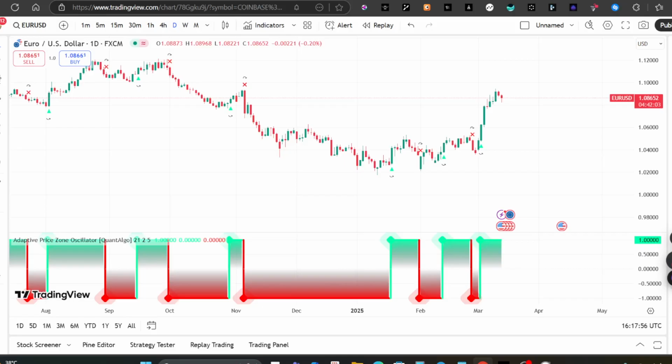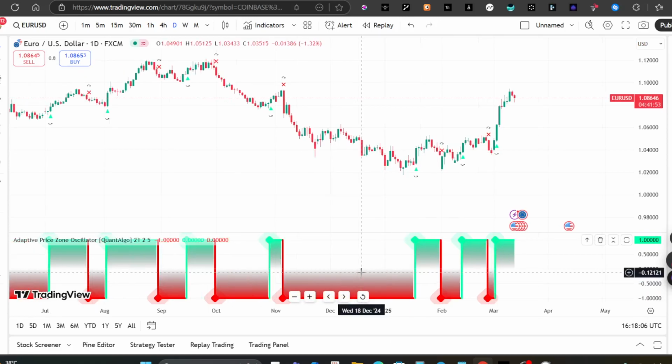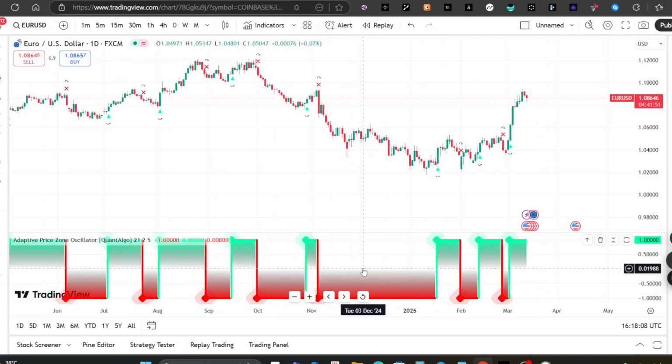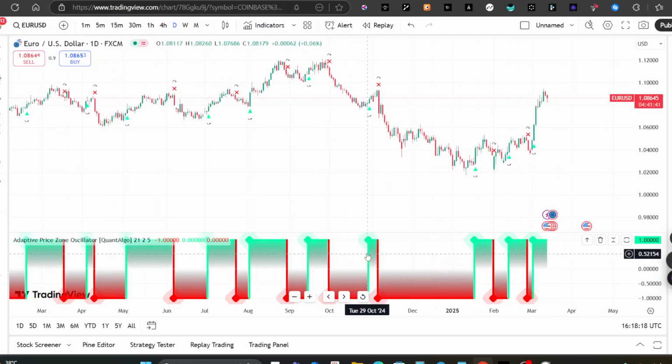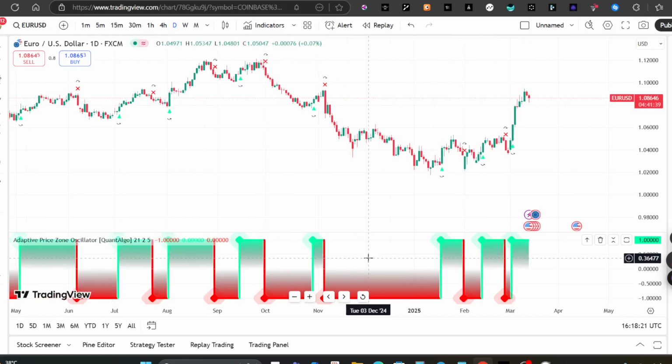We're going to start by defining what the price zone oscillator actually is. At its core, the price zone oscillator is a technical indicator that helps traders identify key price zones in the market. What does that mean for you? Essentially, it helps you spot areas where the market may experience a reversal or trend shift. It's not just about where the price is right now, but where it is likely to go next based on historical price action and momentum.